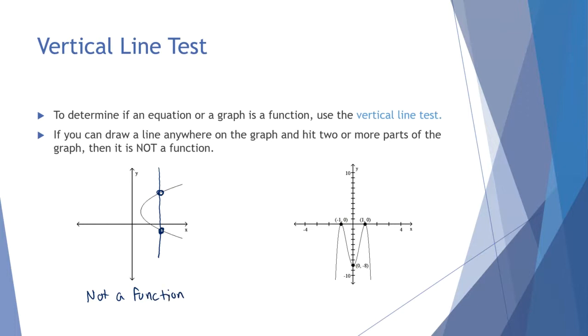Now the second graph here, it doesn't matter where I draw a line, I will only hit the graph in one spot. Because you only hit the graph in one spot, that means this is a function. So your goal when using the vertical line test is to try to hit the graph more than once. You want to try to prove that it's not a function by trying to draw a line where it hits the graph more than once. And then that means it's not a function. If it's impossible, then it's a function.